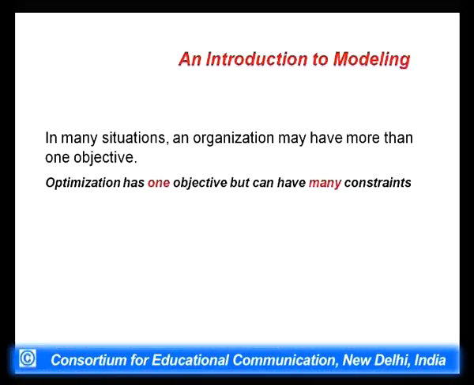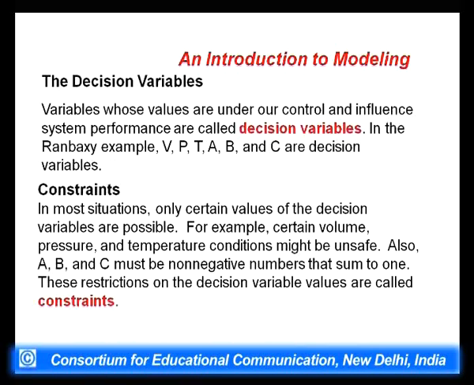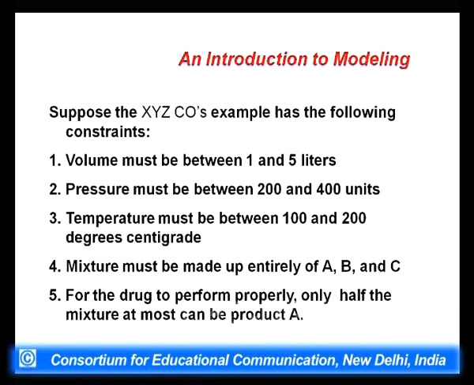In many situations, an organization may have more than one objective. Optimization has one objective and can have many constraints. Similarly, we have already discussed the meaning of decision variables and the meaning of constraints, and constraints can be put in the form of maximum values and minimum values.